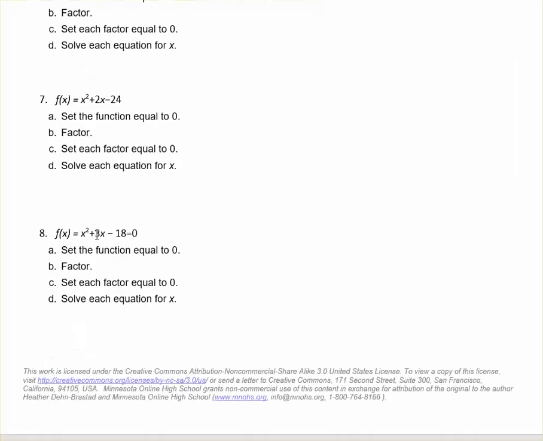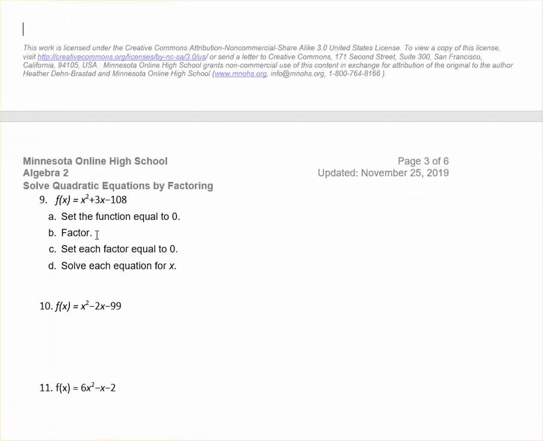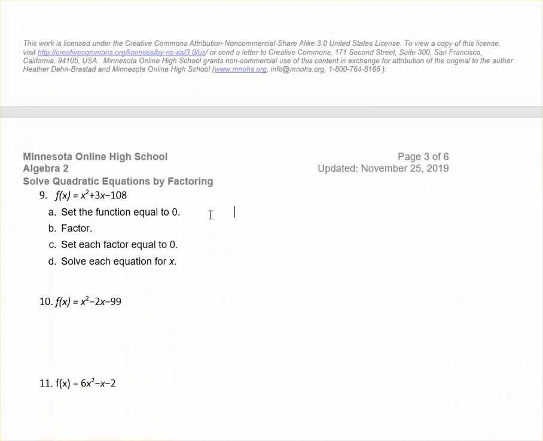Let's look at number 9. So our first step is to set the function equal to 0. So write the side with the x squared plus 3x minus 108 equal to 0. Then we are going to factor.